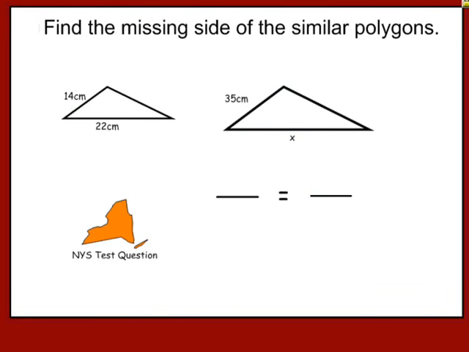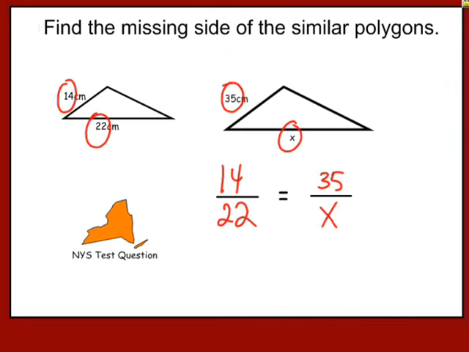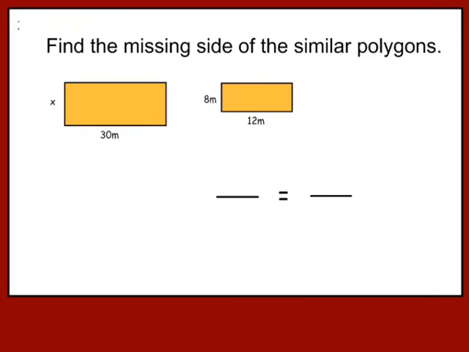Okay, another example. Well, the ratio of this triangle is 14 to 22. The ratio of this triangle is 35 to x. Again, I could cross multiply, but I'm going to see if I can use equivalent fractions. If I simplify this, and they're both even numbers, 2 goes in there 7, 2 goes in there 11, I notice that I could use equivalent fractions. 7 times 5 is 35, 11 times 5 is 55. Our missing side would be 55 centimeters.